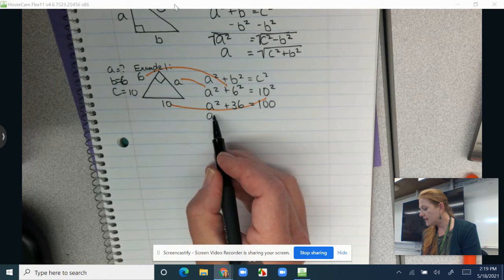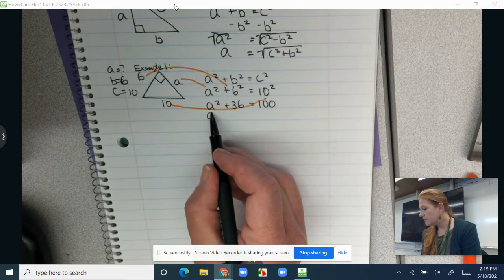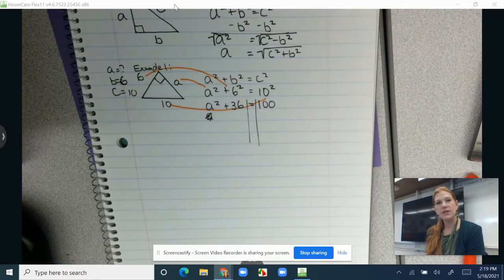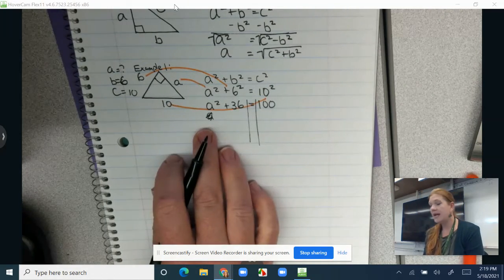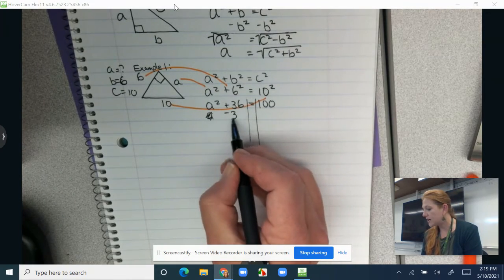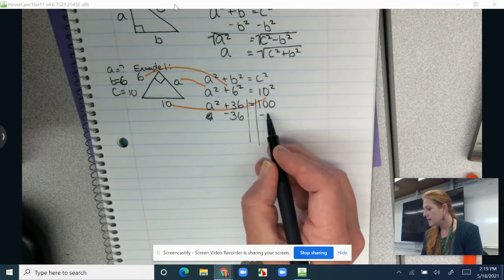Again, if A squared plus 36 equals 100, we want to get A squared by itself. So we're going to do some algebra. To get A by itself, I'm going to move that 36 to the other side, and I'll do that by subtraction. Subtract 36.